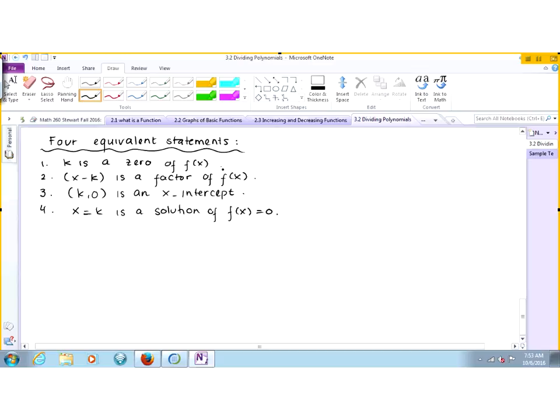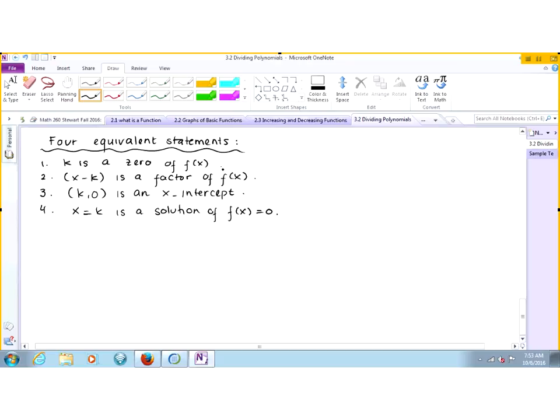I've never written this in this course. No? Yes, I did, right? Yeah, okay. So I didn't remember wrong. Yes, I wrote this before. So if k is a 0, x minus k is a factor of f of x.